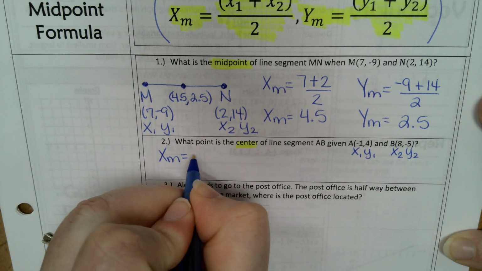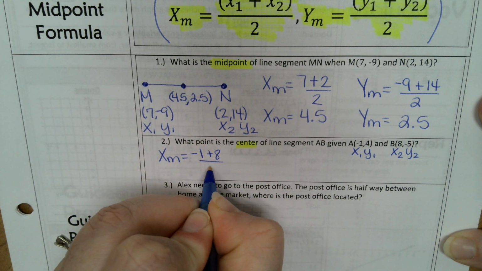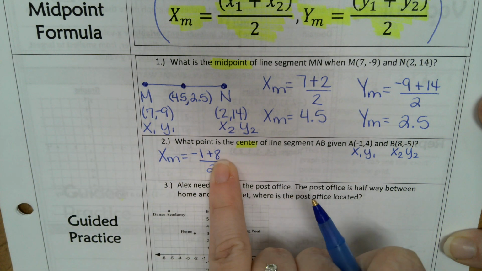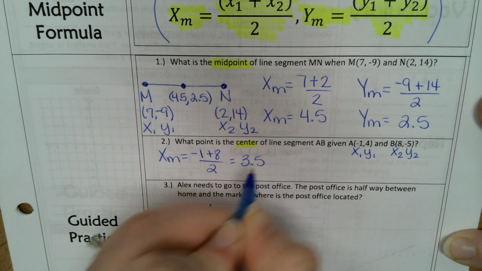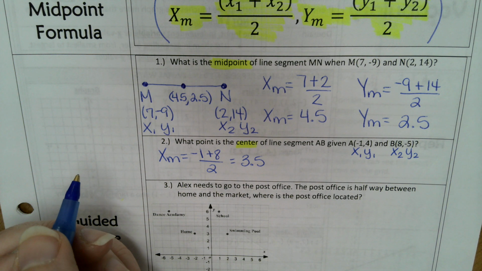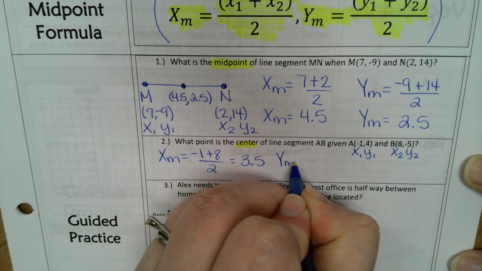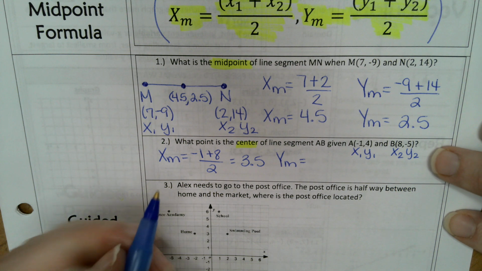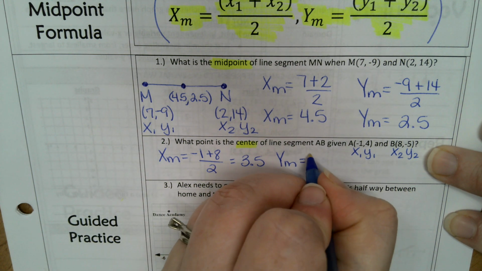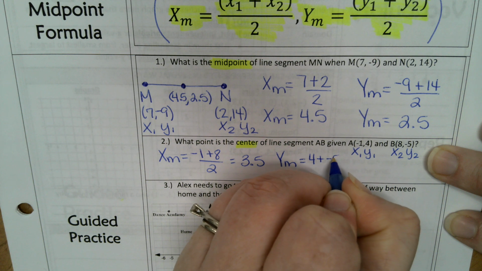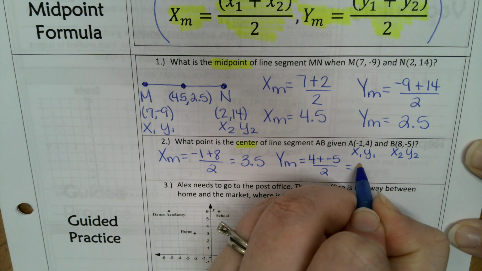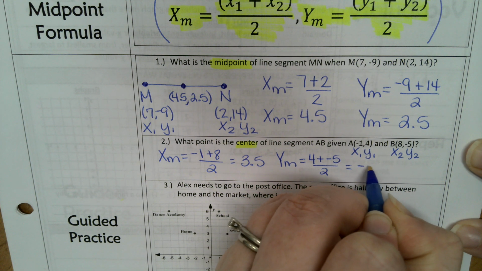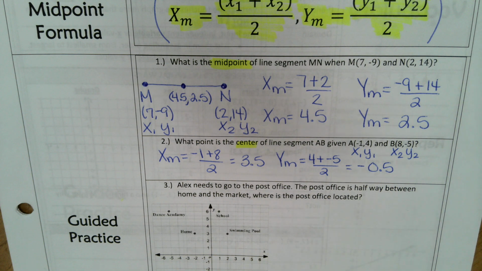Negative 1 plus 8, and then cut that in half. That's going to be 7 divided by 2, which is 3.5 as a decimal. You could leave it as 7 over 2, nothing wrong with that. And then the middle y value, I would add my y's. I have 4 being added to negative 5. When I do that, 4 plus negative 5 is going to be a negative 1, and then negative 1 divided by 2 is negative 1/2, which is 0.5. So again, either decimal or fraction is perfectly fine.